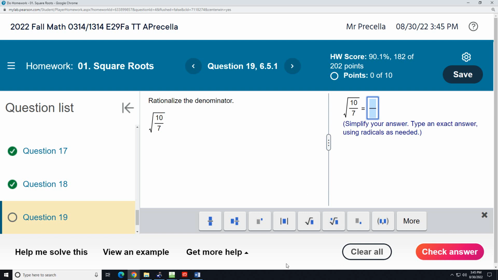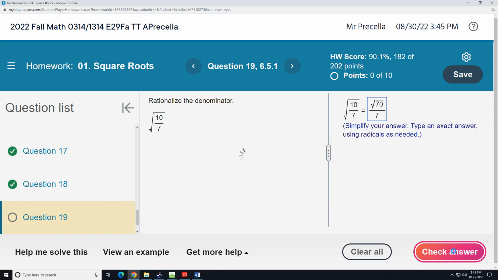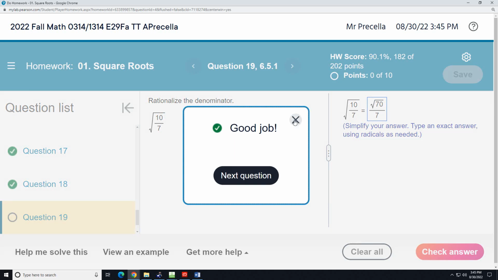Okay. What do you think I'm going to click next? Y'all tell me. A square root. And what am I going to put under it? 70. And in the bottom, I put a 7. I click down here at the bottom and type my 7. I check my answer, and any questions there?